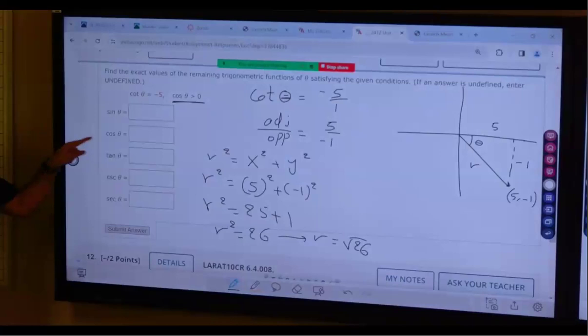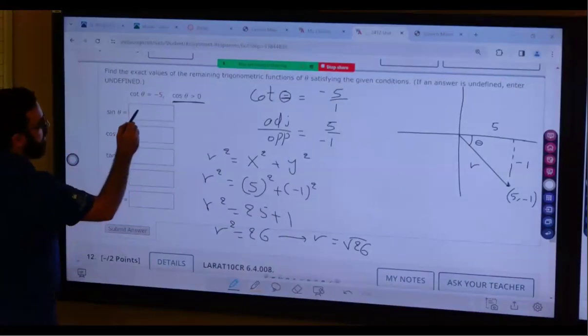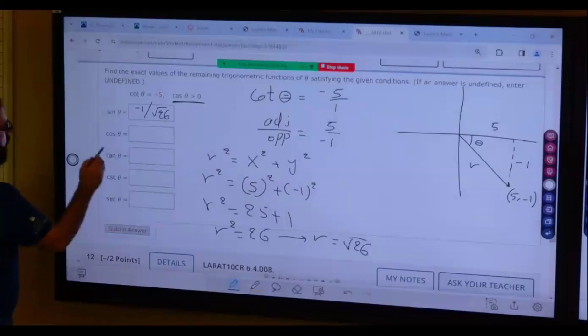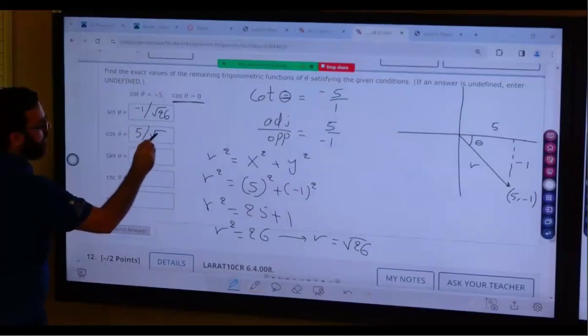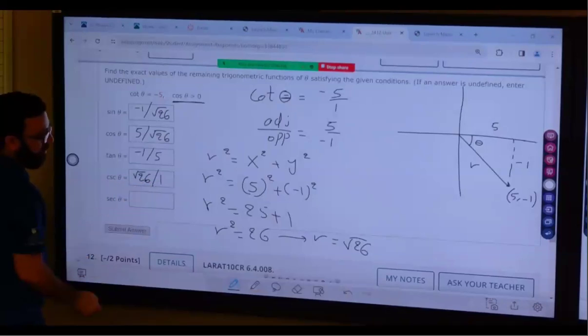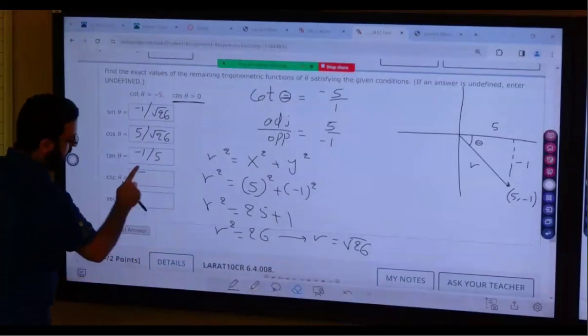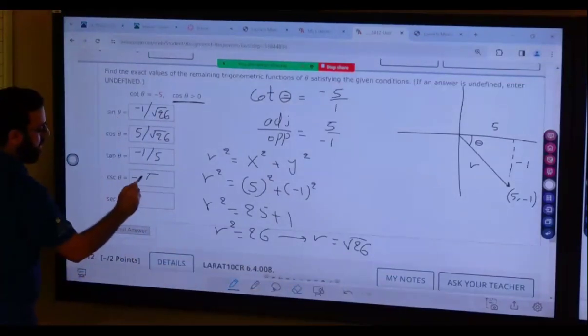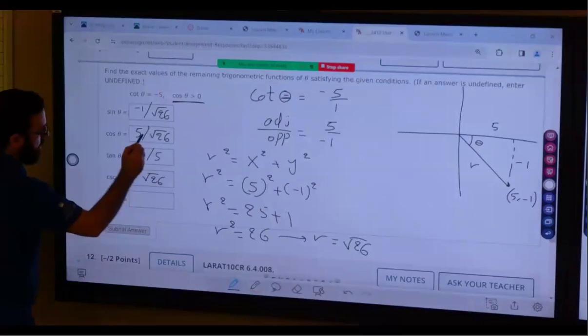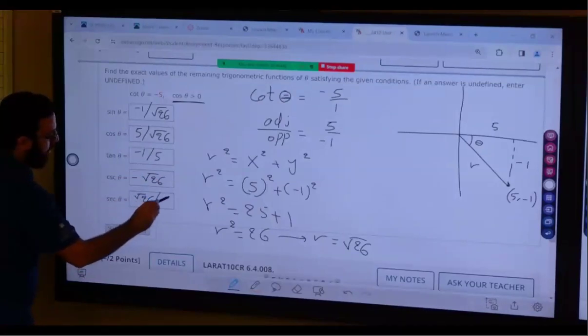Now can I find the sine, cosine, tangent? Yeah. Sine is opposite over hypotenuse, so -1 over square root of 26. Cosine is 5 over square root of 26. Tangent is -1 over 5. Cosecant is negative square root of 26 over 1, so negative square root of 26. Secant is going to be square root of 26 over 5. That's it.